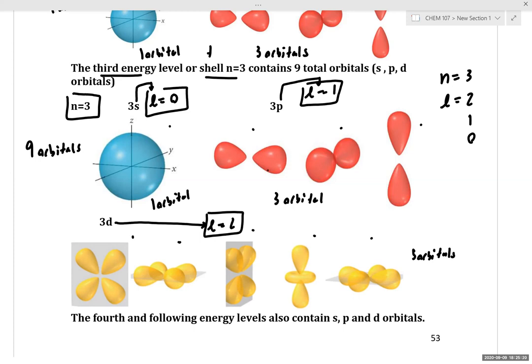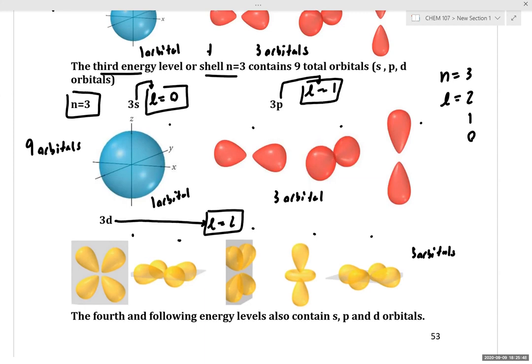So depending on the type of orbital, it has a different L value. The s orbitals are L equals 0, the p orbitals are L equals 1, and the d orbitals are L equals 2. Each shape has a unique L value. Okay, thank you. I'm sorry, Professor, I don't understand how you get the 5 orbitals.